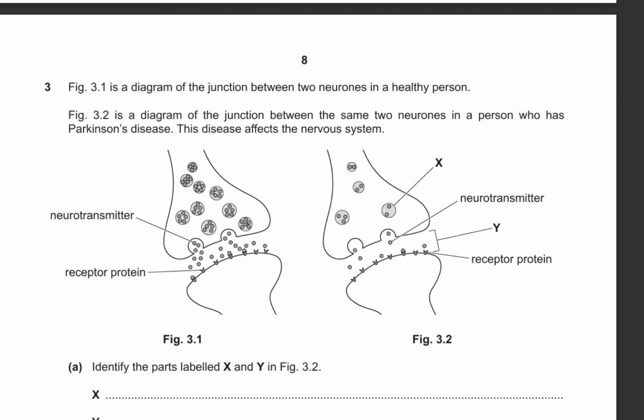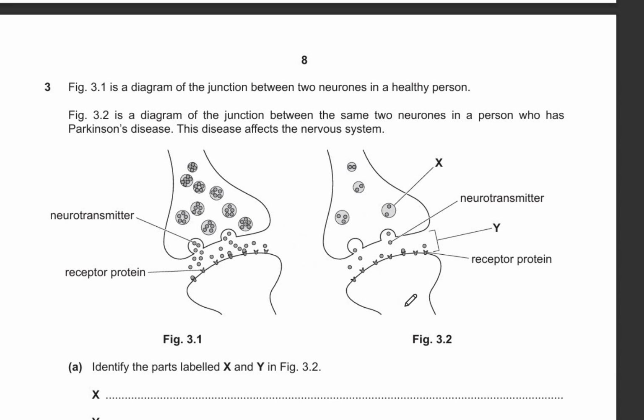So we can see that this is one neuron and this is the second neuron, and the vesicles containing neurotransmitters are getting released from this neuron. The transmitter then comes into the synapse, that is the junction between the two neurons, and then it gets bound to the receptors present on the other side of this neuron.